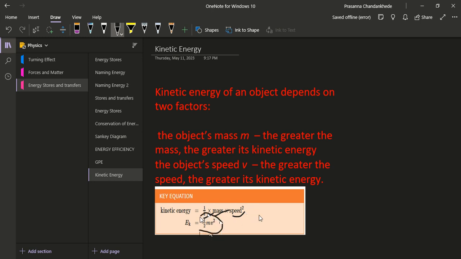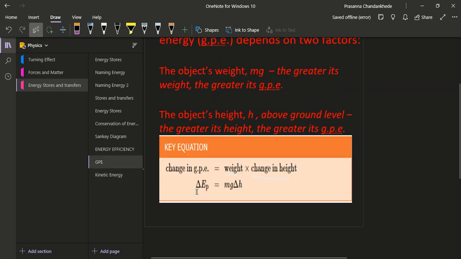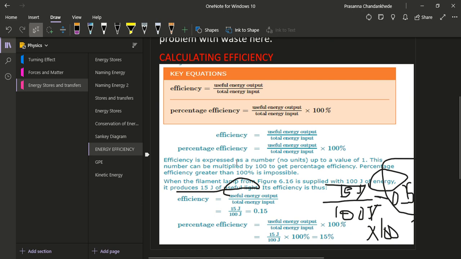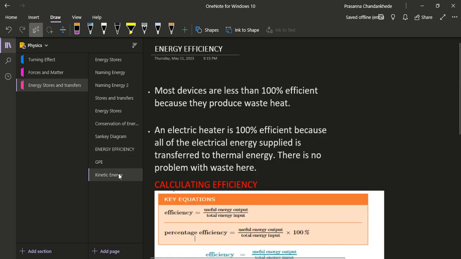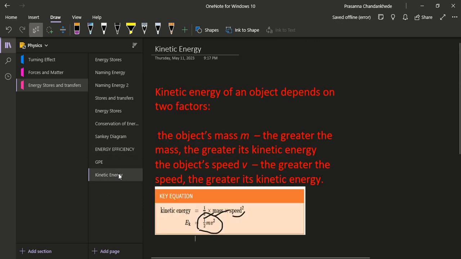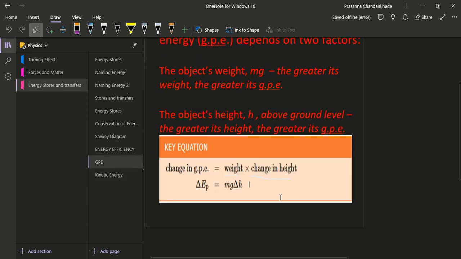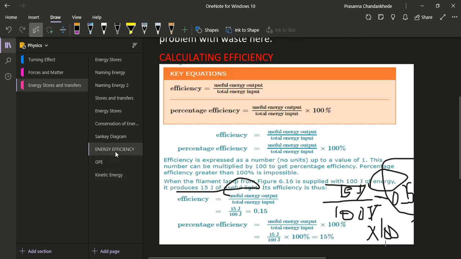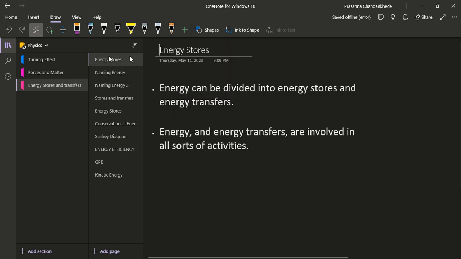A lot of questions may come where you have to find the kinetic energy or the gravitational potential energy or the energy efficiency. But don't be scared, just remember: kinetic energy equals half mv squared, gravitational potential energy equals weight times change in height, energy efficiency equals useful energy over total energy, and percentage will be times 100. And I think that'll be all for today's video.